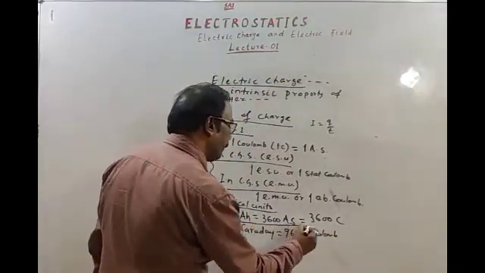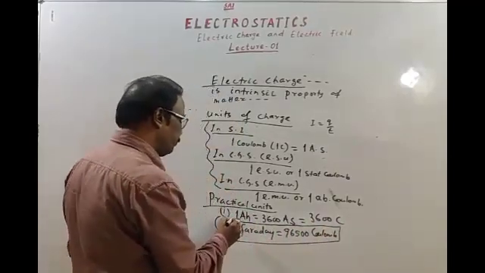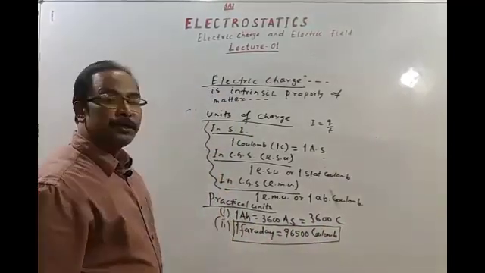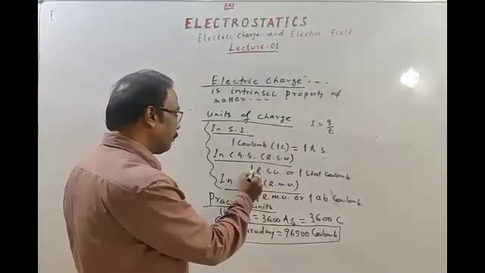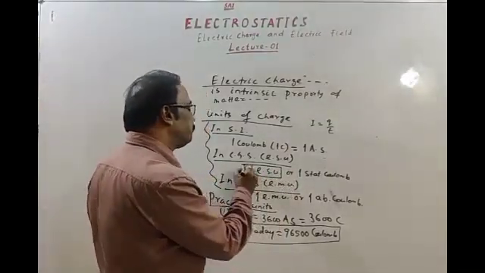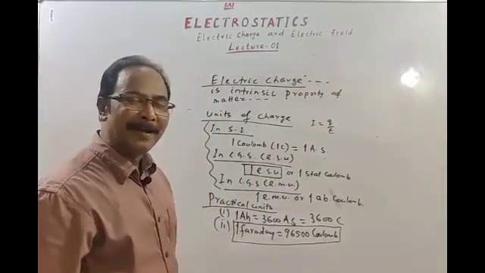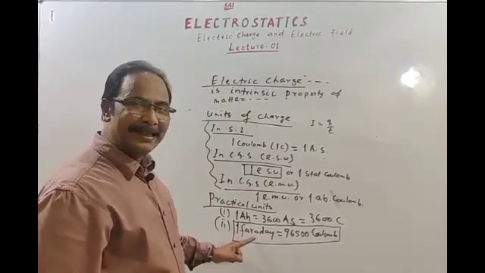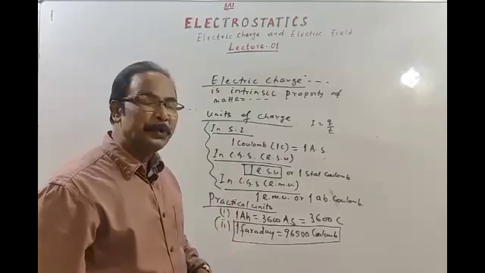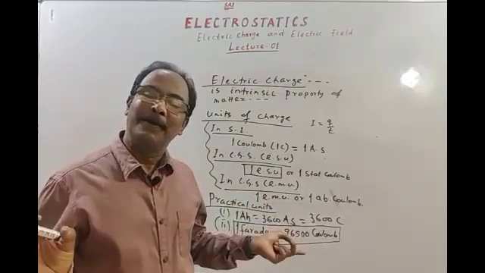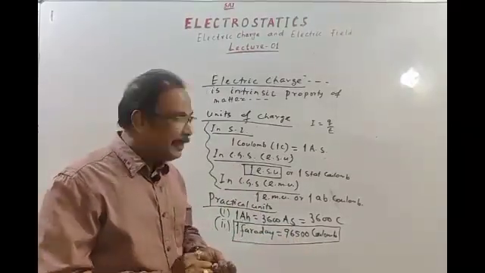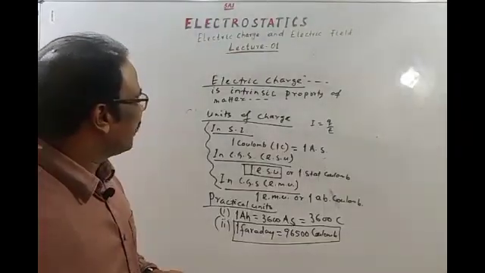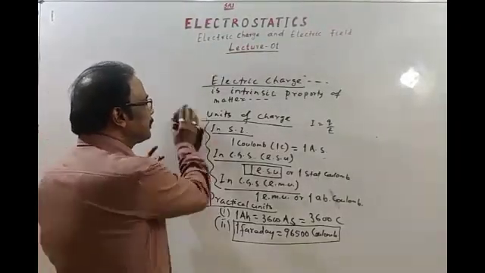1 farad is the largest unit of charge, and 1 ESU is the smallest unit of charge. It is to be remembered: 1 farad is the largest unit of charge and 1 ESU is the smallest unit of charge. So these are the different types of units of charge.